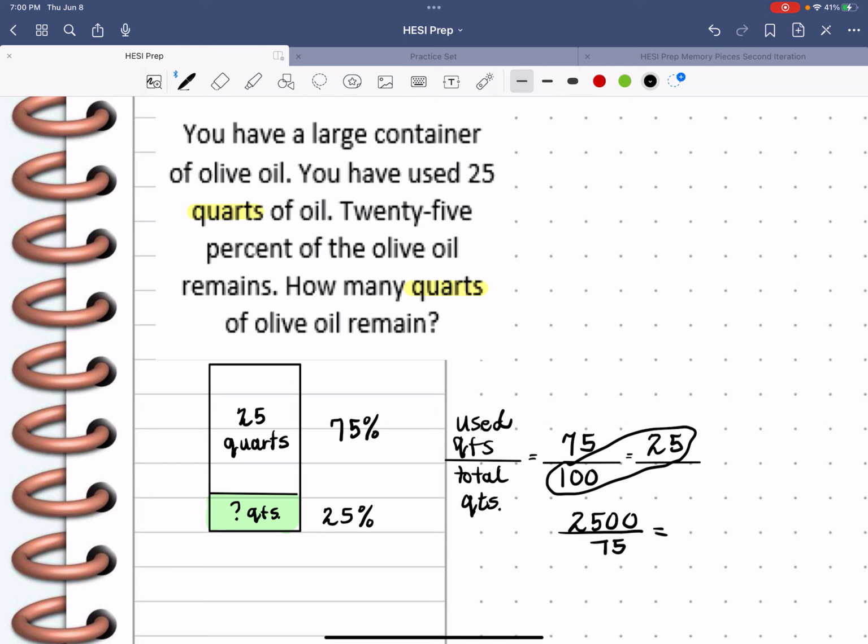And you can use the calculator. This one doesn't cancel zeros like the others. 33.3333. That's 33 1/3 quarts in that whole container. So this number right there, sorry, that didn't work like it was supposed to. This whole container is 33 1/3 quarts.